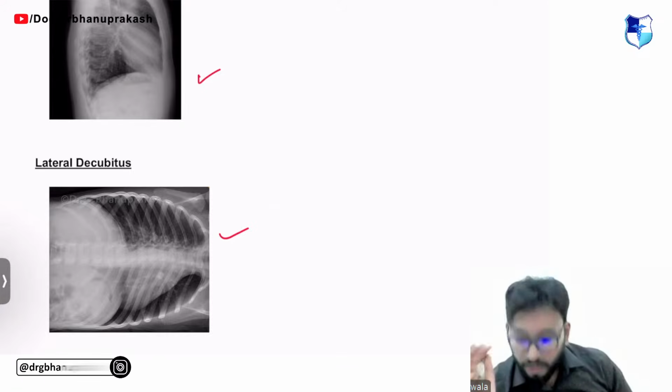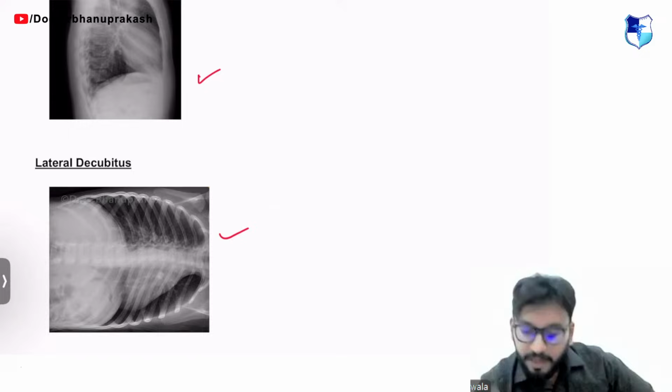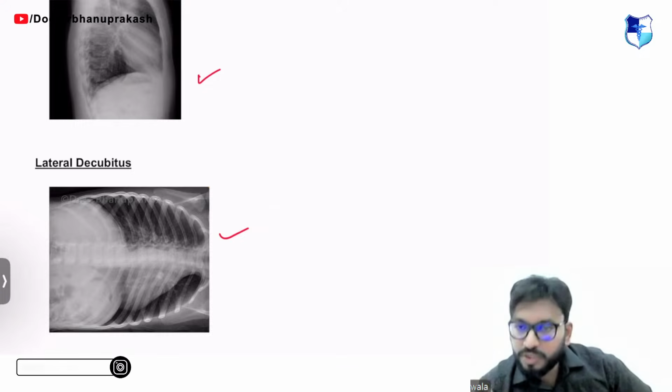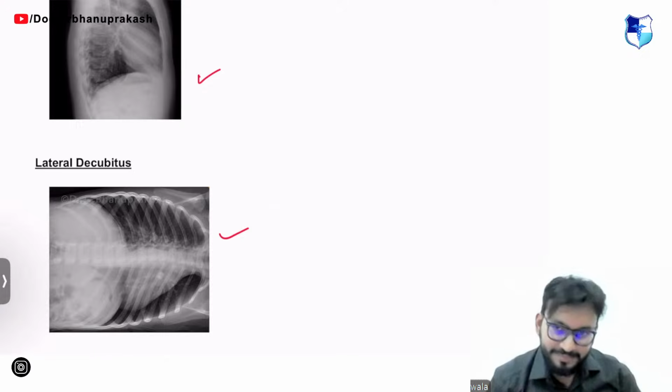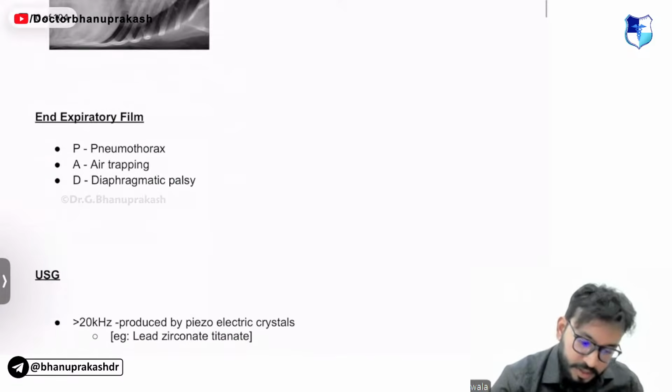Remember guys, I'm telling you one point now and I'll ask you about it later also. Remember this very important point. Lateral decubitus view is the most sensitive view in X-ray to detect pleural effusion. I'll repeat myself. Lateral decubitus view in X-ray is the most sensitive view in X-ray to detect pleural effusion. Okay, remember this. I'll ask you again later. Moving on, guys.